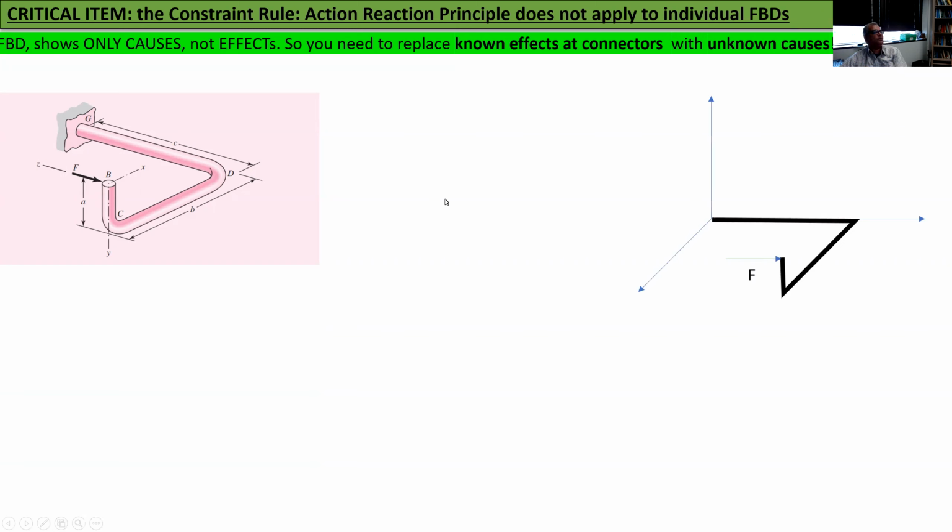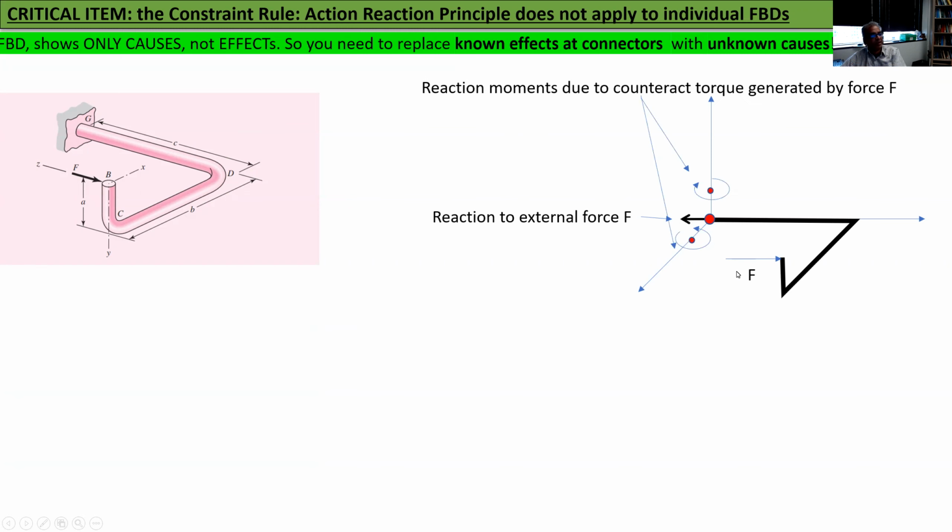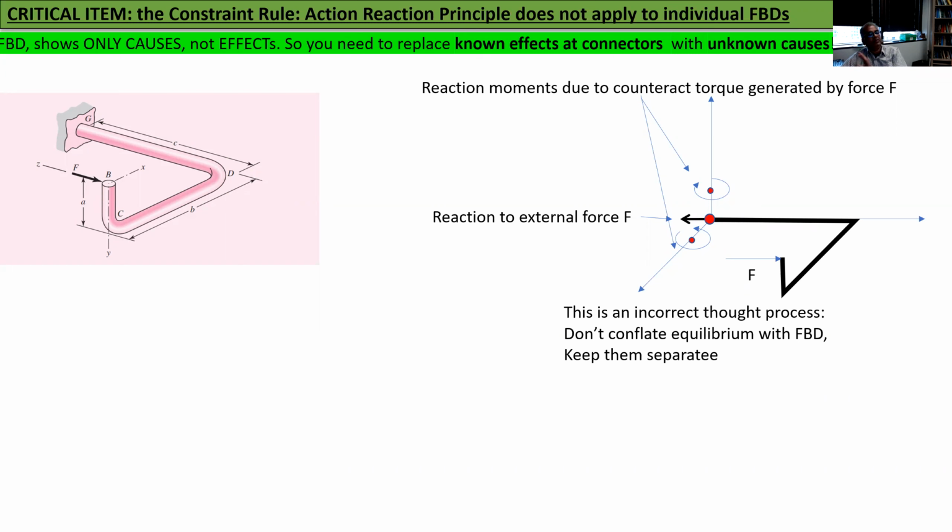Okay, so first I'm going to start out with the bar. I'm going to draw the free body diagram of the bar, and you can see the external force here. You probably drew this. You probably argued there has got to be a reaction force here because of this external force. And then you probably said that the external force has torque or moment, and you've drawn two moments to counteract these things. If you thought about it this way, I'm not worried about whether the free body diagram is right or wrong, but this is an incorrect thought process.